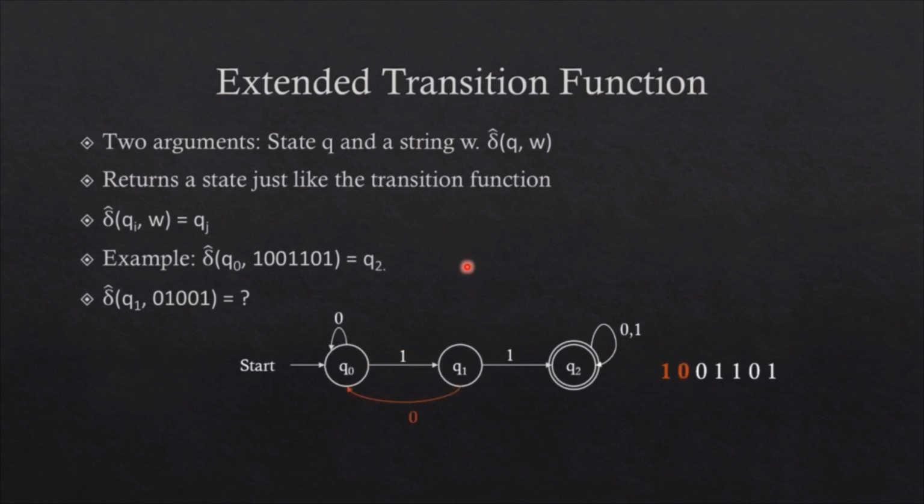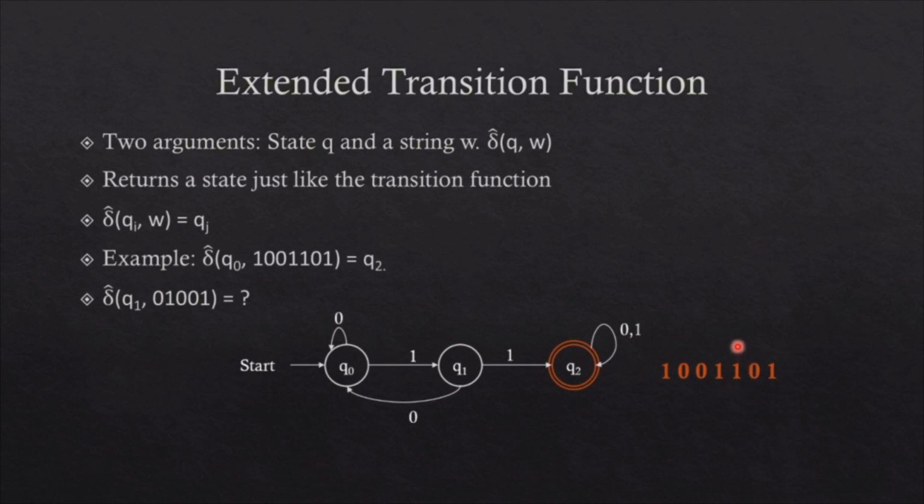On the first symbol, which is 1, it goes to Q1. And on 0, we come back to Q0. The next symbol is 0, so we stay on Q0. The next symbol is 1, it moves to Q1. Again, we have another 1, so it moves to Q2. The last two symbols are 0 and 1, so following this loop transition, it stays on Q2. So the output of delta hat of Q0 and 1001101 is Q2.